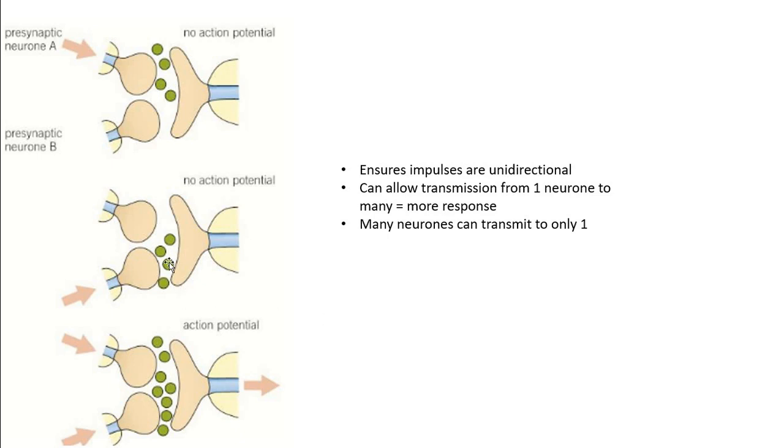It also ensures that this is unidirectional, so one directional travel of neurons is really important. And it also allows the opposite of this. It allows that one neuron can go in and it could go to multiple postsynaptic neurons. And we'll look at some images later on. So these are some of the benefits of having synaptic control.